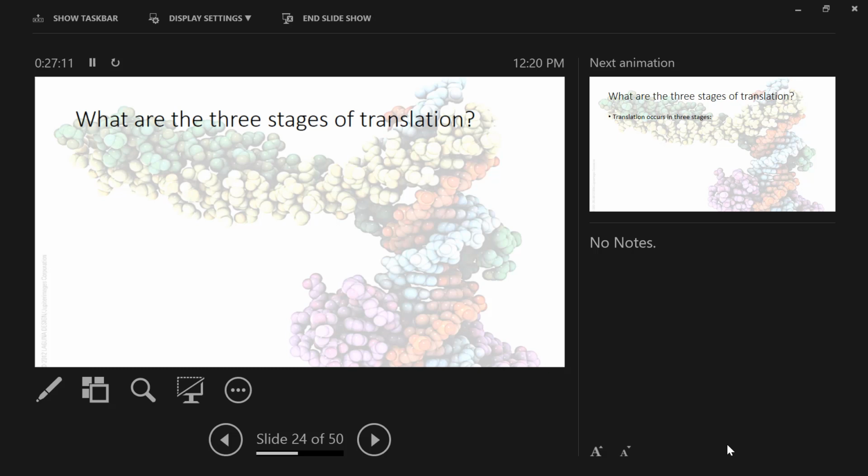tRNAs get recharged. Okay, what about termination? They come to a stop codon. They have to find the stop codon. Once they reach the stop codon, the subunit drops off, and the amino acid changes.